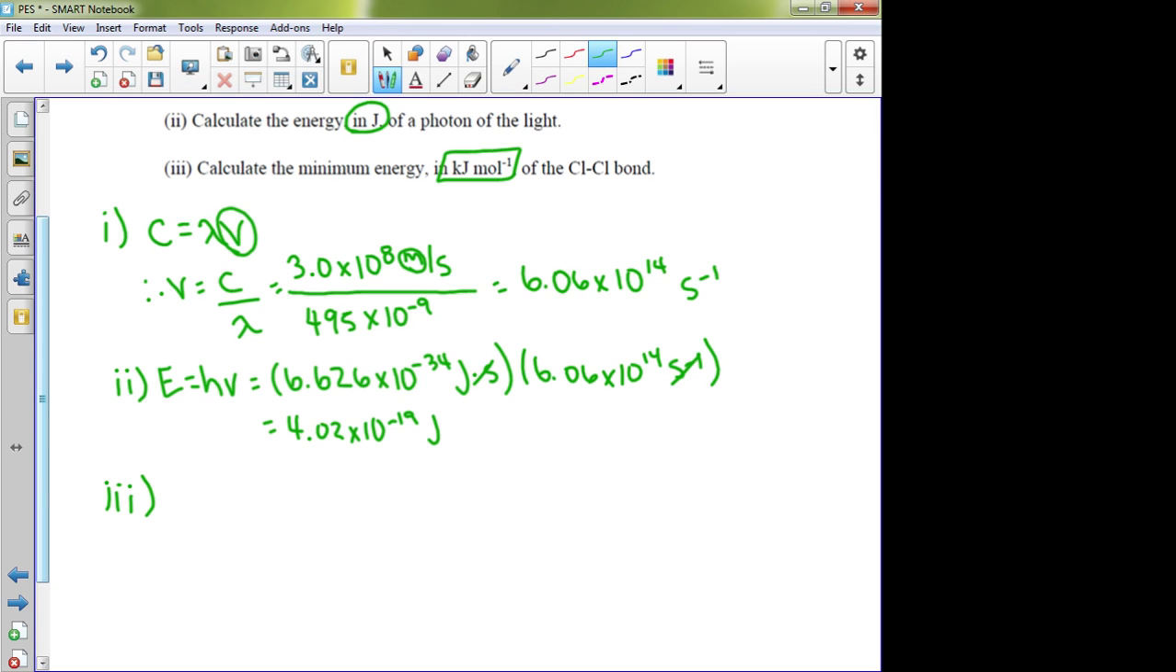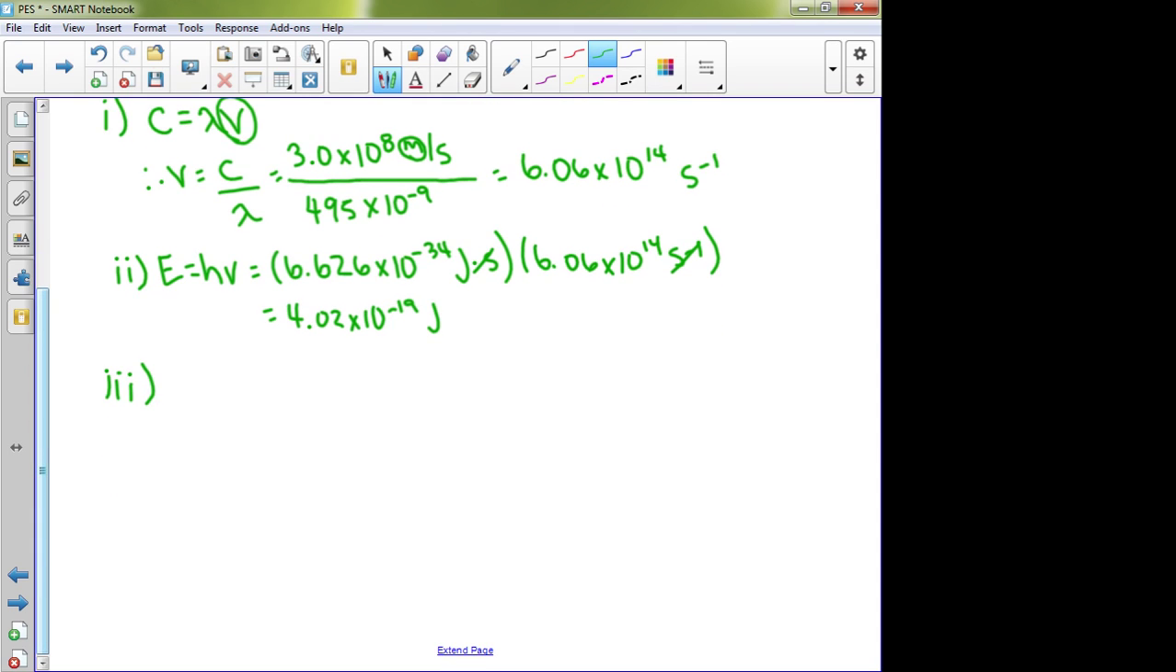Okay? So how much energy have I already calculated? 4.02 times 10 to the negative 19th joules, right? They want kilojoules per mole. Well, they put mole to the negative 1, so that means moles has to be on the bottom. How many atoms do I know is in every mole? 6.02 times 10 to the 23rd, right? Avogadro's number? Correct?